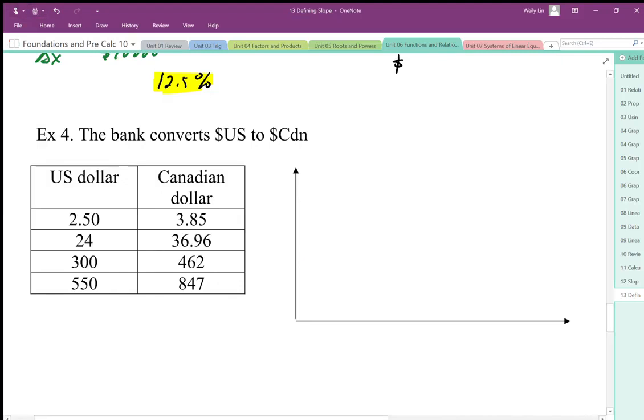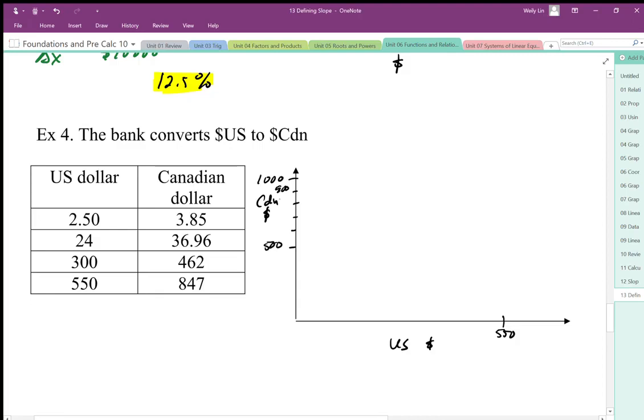We're just going to assume that the US dollars is our independent and the Canadian dollars is our dependent. Looks like we're going to go all the way up to $550 US, and I'm going to make that 900 Canadian. It's going to be a little bit hard to break up, so I'm going to do 1,000 here, and then there's $500, and there's 900 here. So we're going to use that.